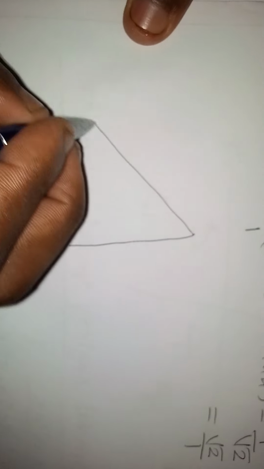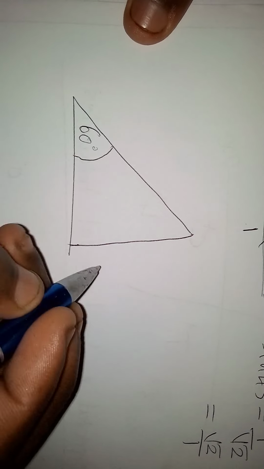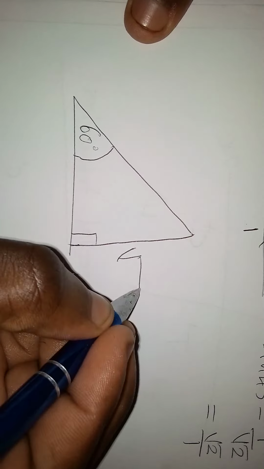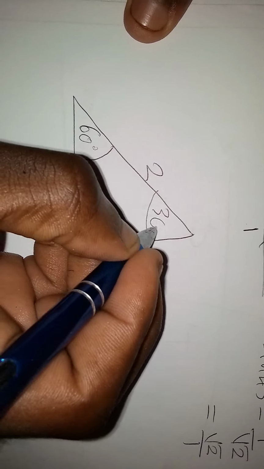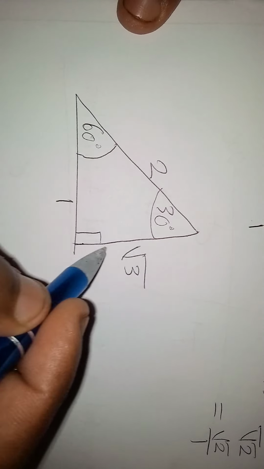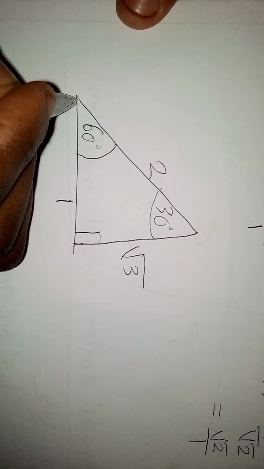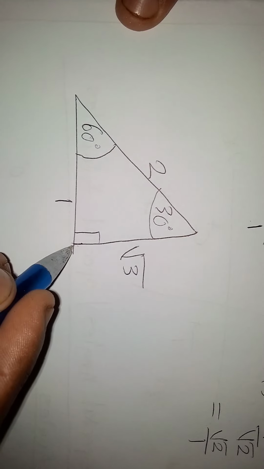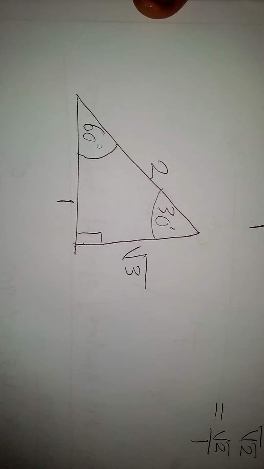Then another type of triangle is this one, which has two angles. This angle here is 60 degrees. Then this is root of 3, this is 2, this is 1, then this is 30 degrees. If you are computing sine 30, you treat this as our adjacent. If you are finding sine 60, you treat this as our adjacent. So the adjacent can be this side or that side, depending on the angle that you are dealing with.